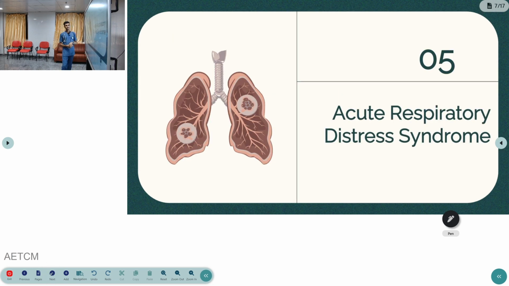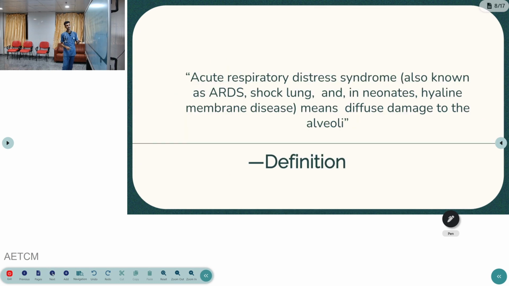So the second condition is acute respiratory distress syndrome, otherwise known as ARDS or shock lung, or in the case of neonates we call it hyaline membrane disease. It means diffuse damage to the alveoli. It mainly focuses on the terminal part, diffuse damage to the alveoli.